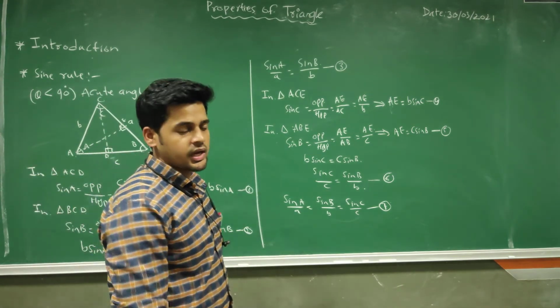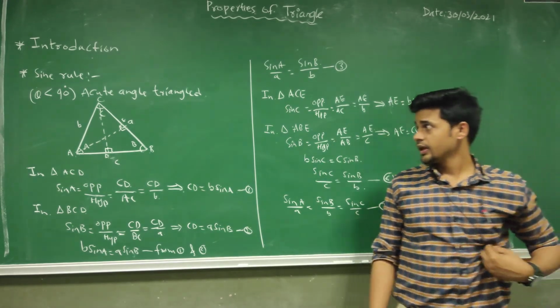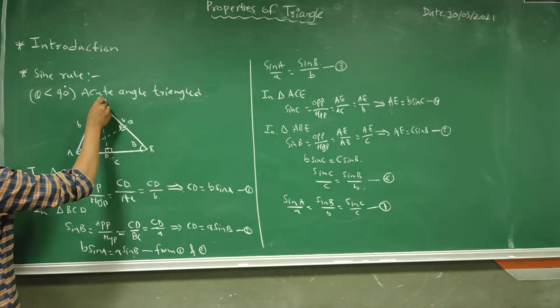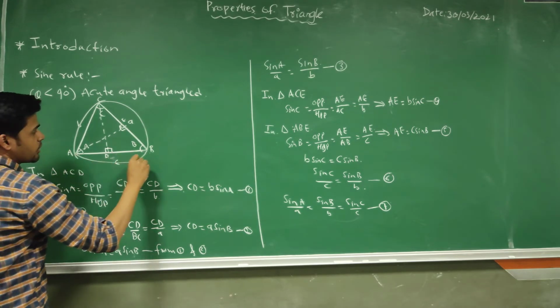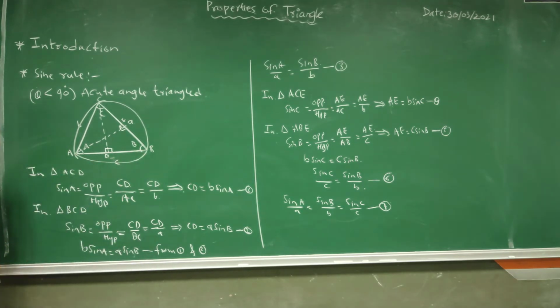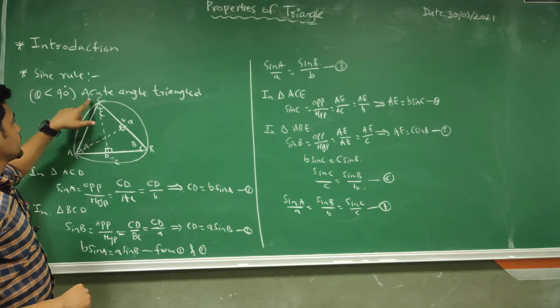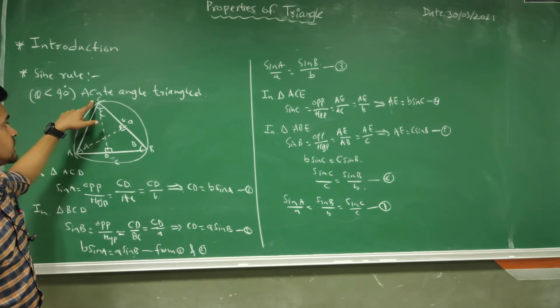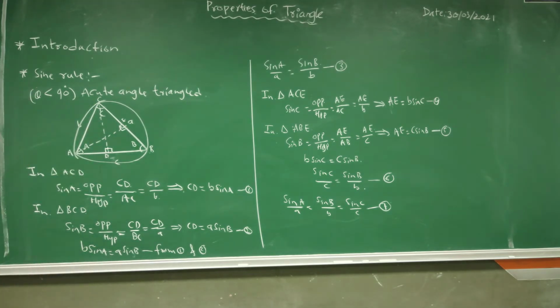One more thing I forgot to tell you, that is circumcenter. If a circle touches the 3 points of a triangle, that circle is called circumcircle. And if BC is the diameter of the circle, I should make it in this way.